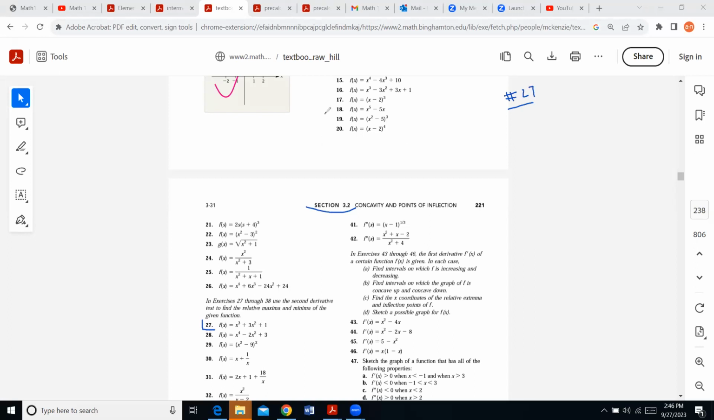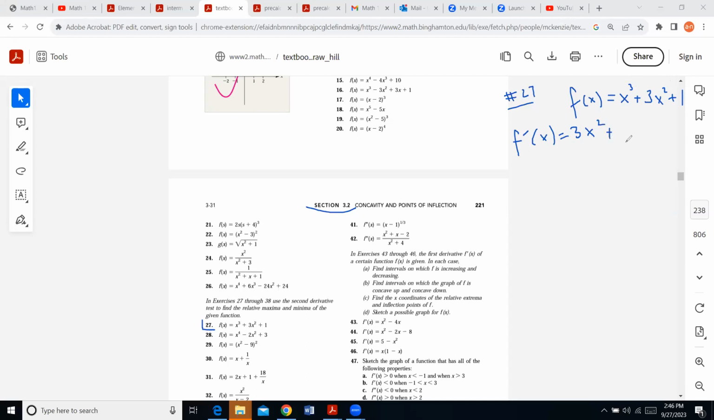And this problem wants us to look at the function which is cubic. The largest power is 3 here, so let's call it cubic: x to the power of 3 plus 3x squared plus 1. And for this function, I need to find two derivatives. First derivative, f prime of x, and then take the derivative of that and find the second one. And then I'm going to graph that function.